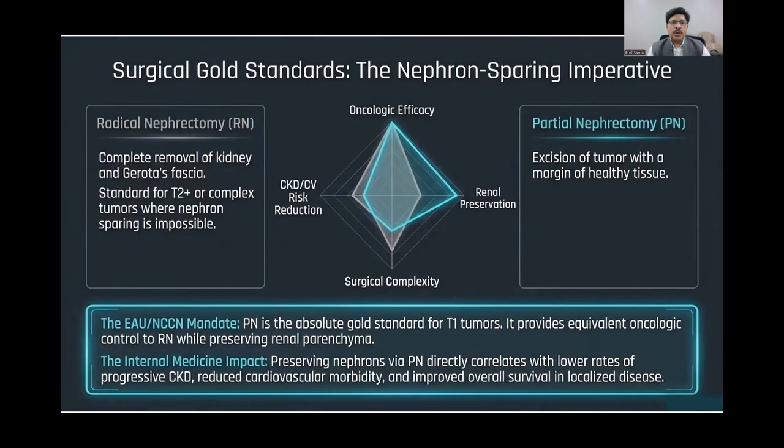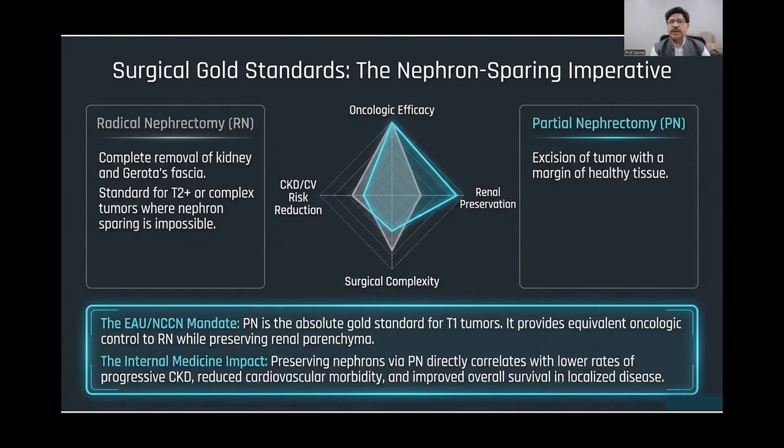Now, you see there, radical nephrectomy versus partial nephrectomy. Should I do a radical nephrectomy or should I save the nephron and do a partial nephrectomy? Radical nephrectomy is complete removal of the kidney, including Gerota's fascia. Standard for T2 plus, complex tumors where nephron sparing is impossible. T2 plus means T3, T4 and above 10 centimeters, T2B. These are candidates for radical nephrectomy.